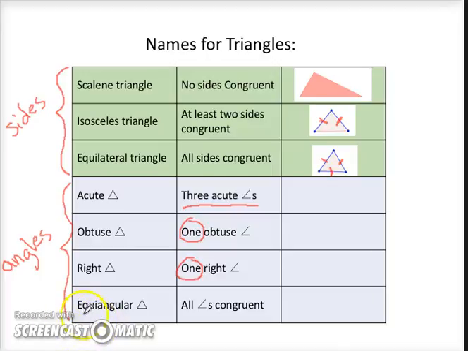We don't use this word very often, and I'll give you a hint. An equiangular triangle is the same kind of triangle as one of these three up here. So take a minute to finish filling in this chart before you continue.